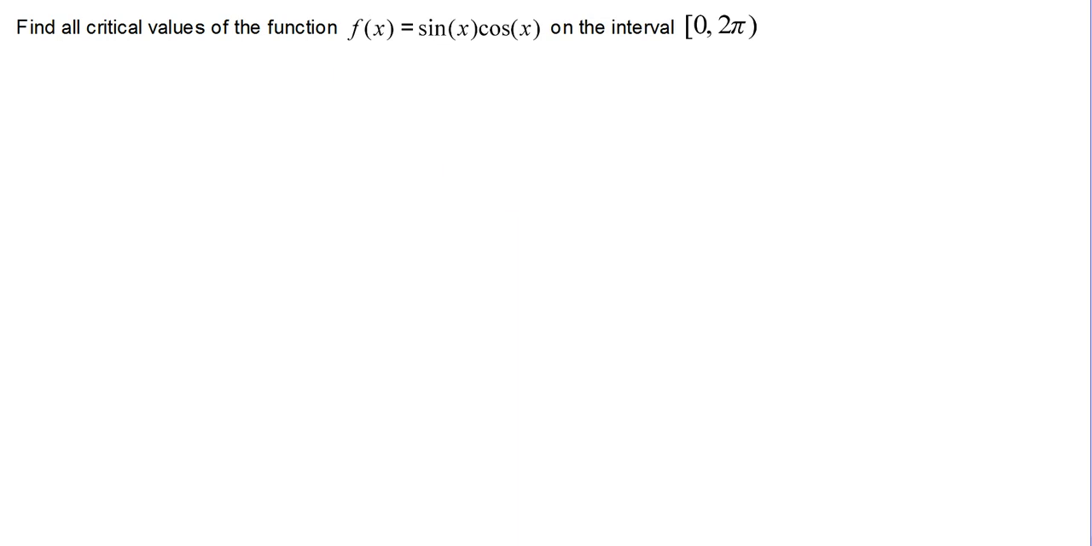The next one we're going to look at is a trigonometric function, sine of x times cosine of x. This one will be a little more difficult, but only because the derivative is a little more difficult to find, and we'll have to solve a trigonometric equation to get our answers.